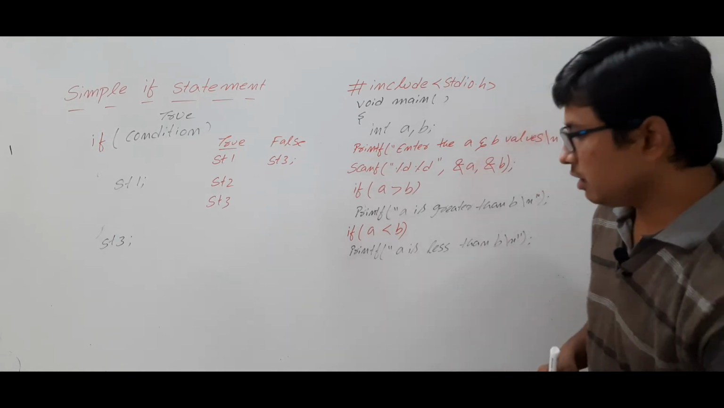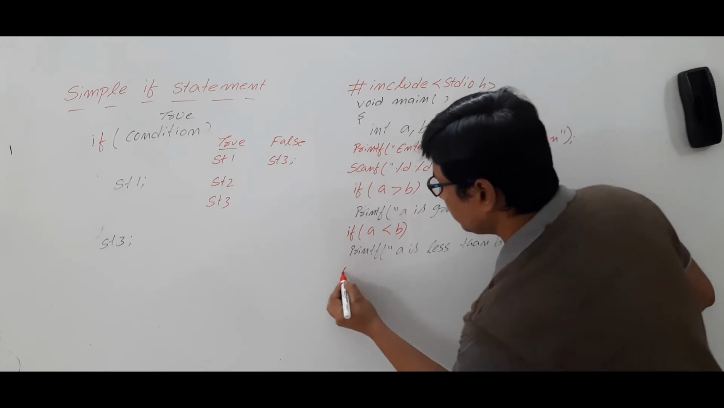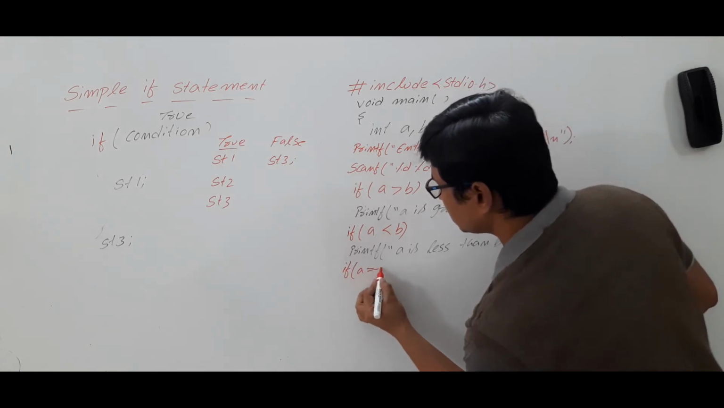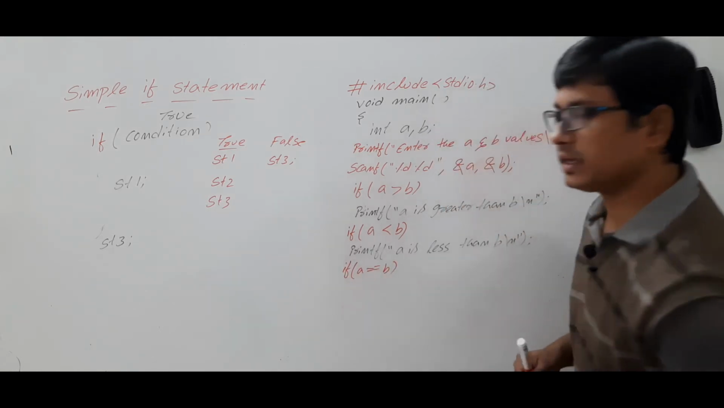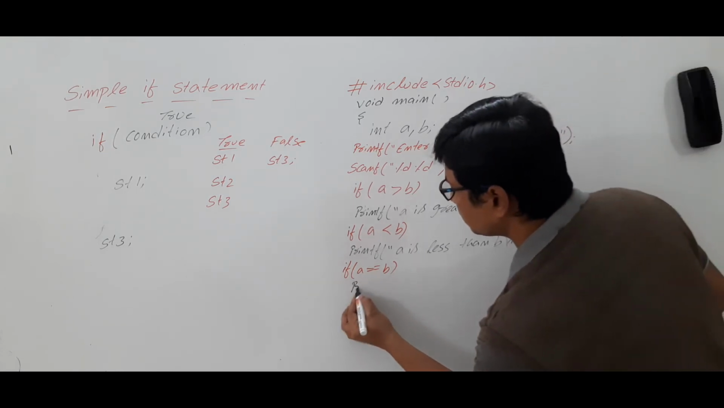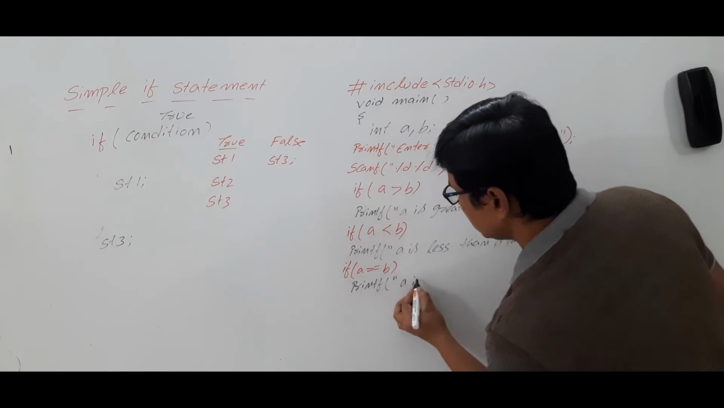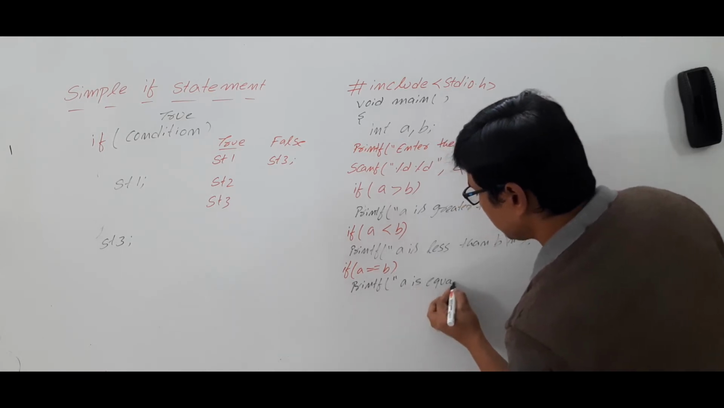Now if I write a statement called if a is equal to b, then if this condition is true, I want to printf "a is equal to b".